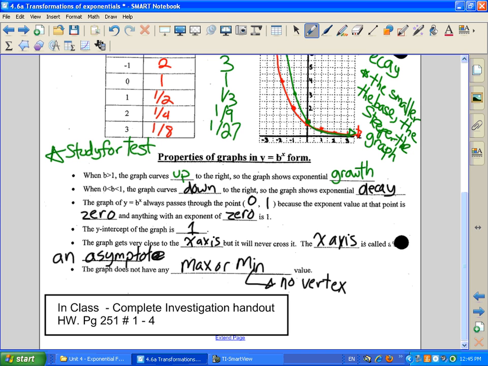All right, so in class, folks, we're going to complete the investigation handout, which we're just going to keep doing right now. And then for homework, you're going to do page 251, numbers 1 to 4. So let's take a look at further extending our transformations of the exponential functions.